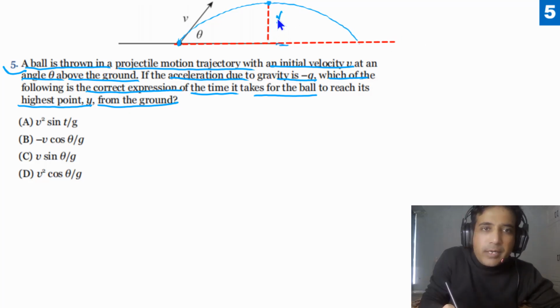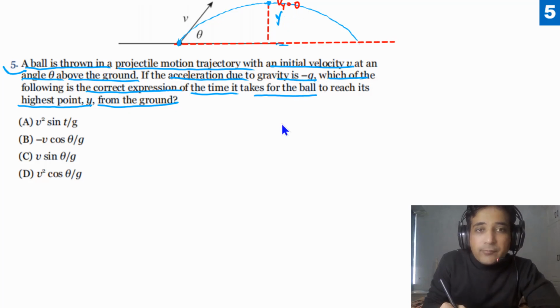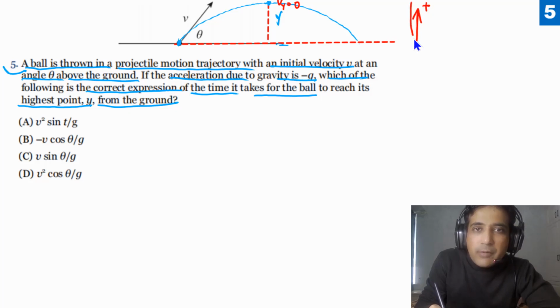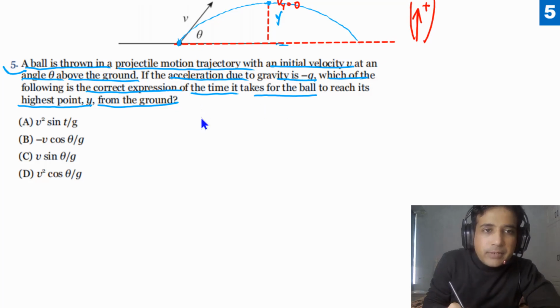We need to find the expression for time. And at maximum height, we need to understand Vy will be equal to 0. So at the peak point, we can write down Vy will be equal to 0. And in this case, we have to take a is equal to minus g. It simply means that we are taking upward direction as positive. We have initial velocity v, and initial velocity is directed upward. So we are talking about vertical motion. Very important point, so I will be writing here vertical motion. We are talking about height, so we will take vertical motion.